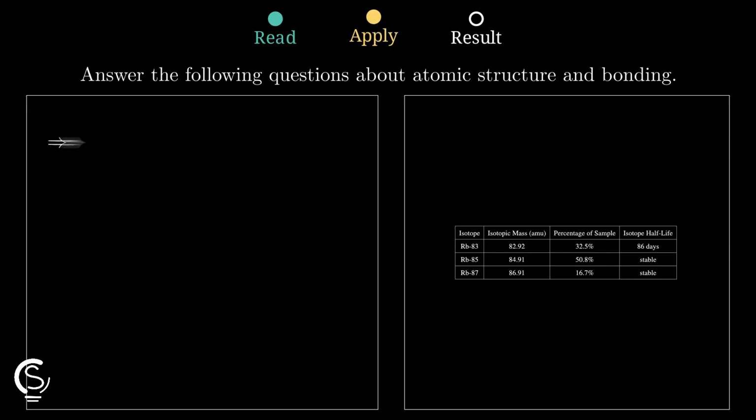2. The average atomic mass of the remaining Rb increases because the lightest isotope, Rb-83, decays to gaseous Kr-83 and leaves, increasing the relative abundance of heavier Rb-85 and Rb-87.